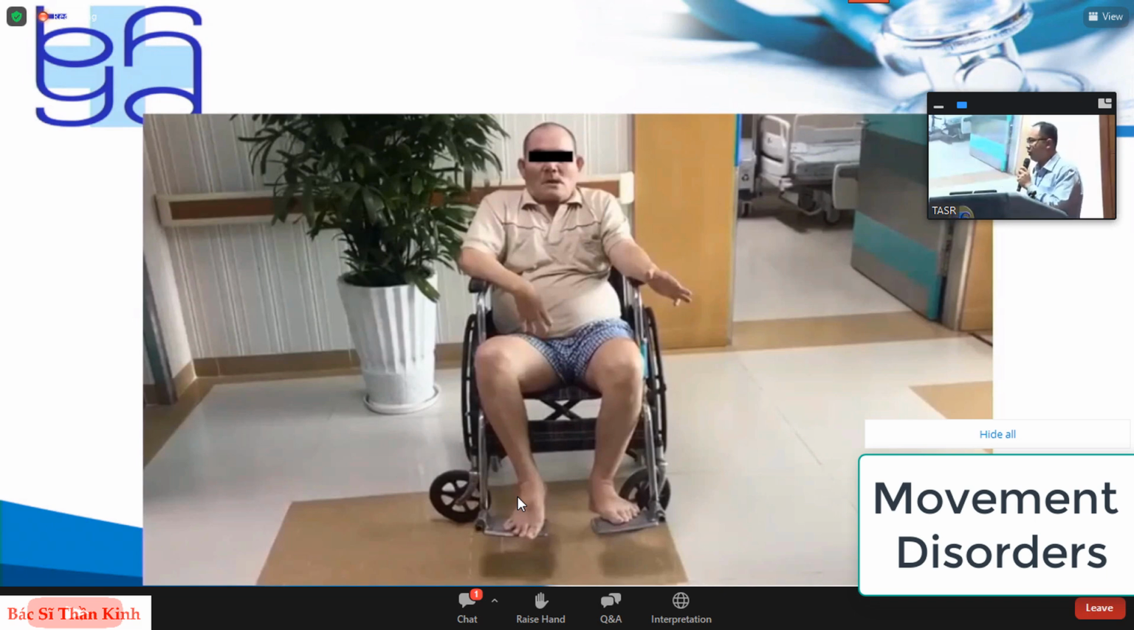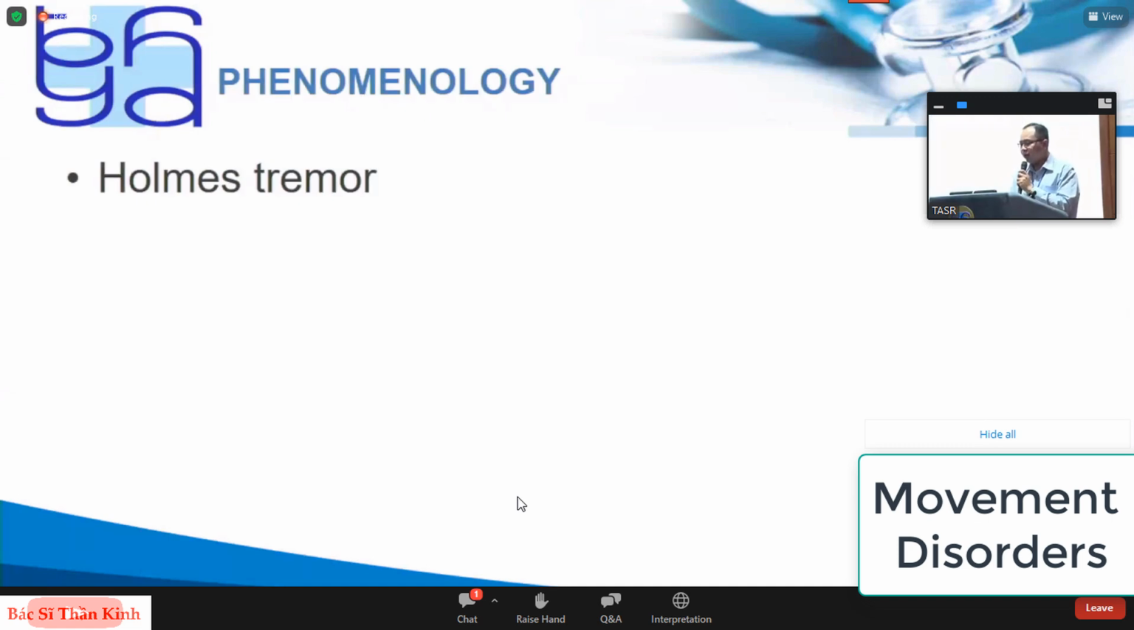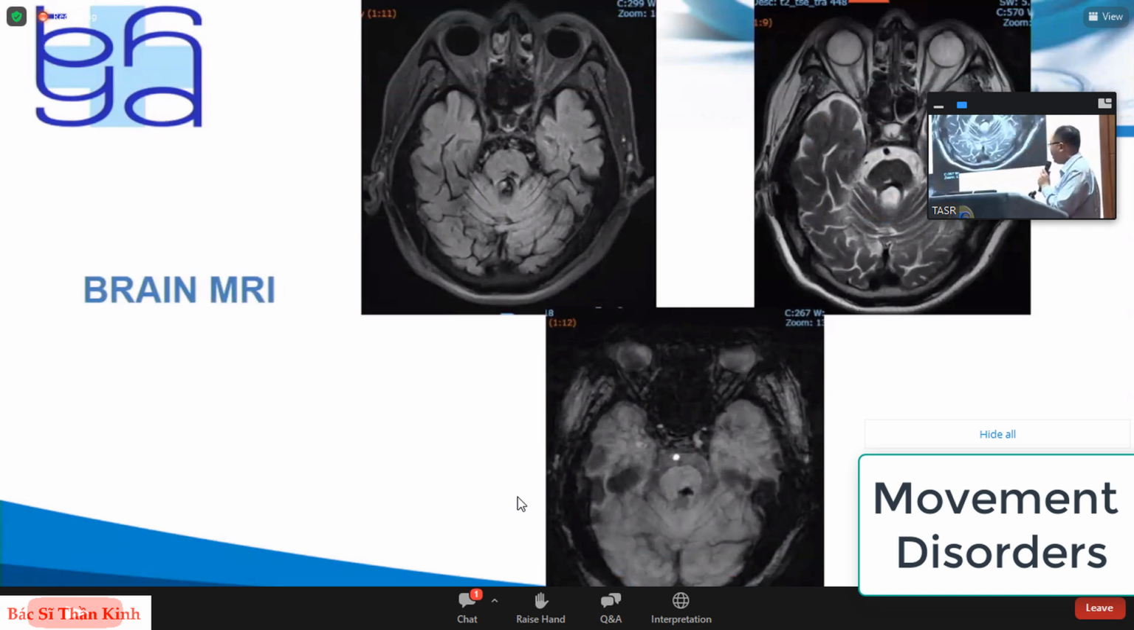It increased the amplitude of the movement in posture and reaches the maximum when the patient is in action. And this phenomenology is Holmes tremor. And we check again the patient's imaging with the lesion in the hemorrhagic stroke on the left side, as you can see in this MRI.